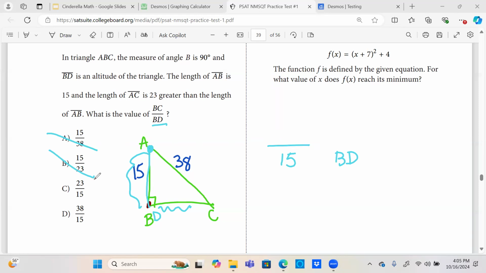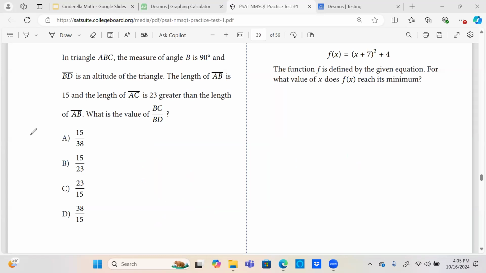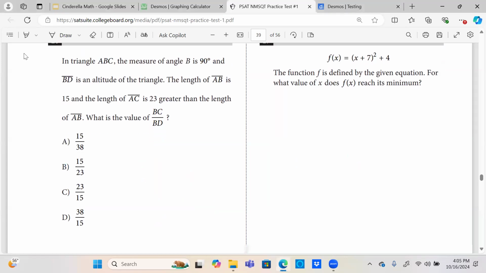What is the value of BC over B? Oh, wait. I don't think that's right. I'll tell you the answer, D. I'm going to look through what they have here. This one's stumping me for a second. It's D. All right. It's given that we have triangle ABC and the measure of B is 90, and that BD is an altitude of the triangle.